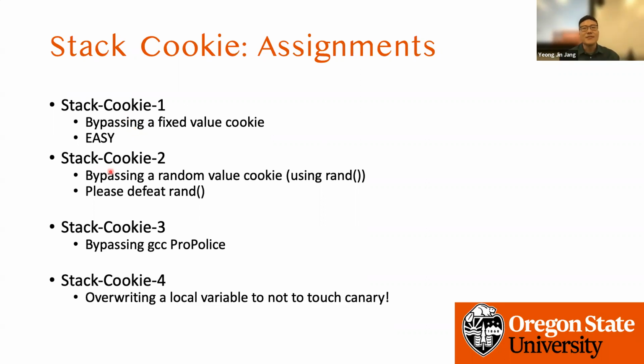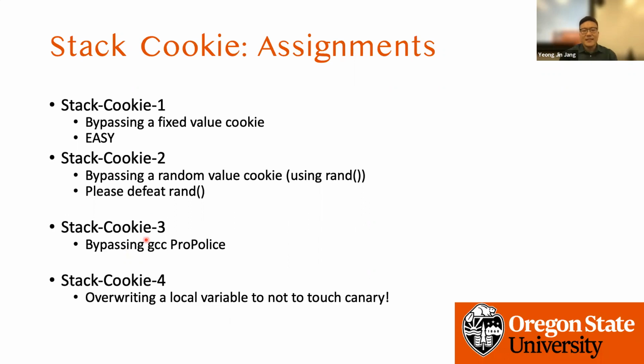The second one is also not about the compiler trick. I will use a random value, but you can also defeat how rand works. It's all deterministic; it's not pure random. So please think hard to defeat the random cookie. You fill the buffer, but if you know the value, put the same value as before, and then overwrite the return address. Then it will never detect the attack, because it only detects the random value changes.